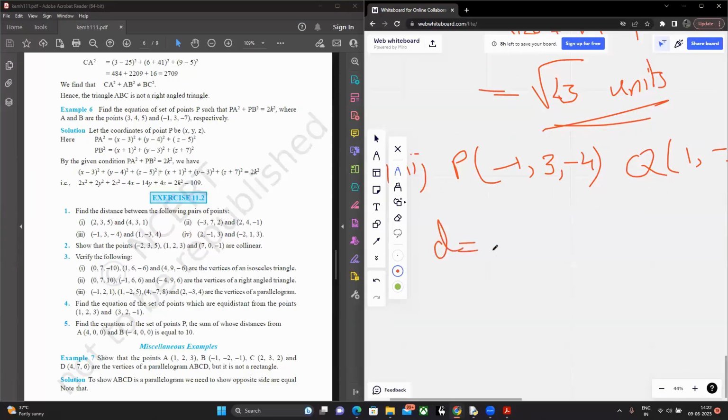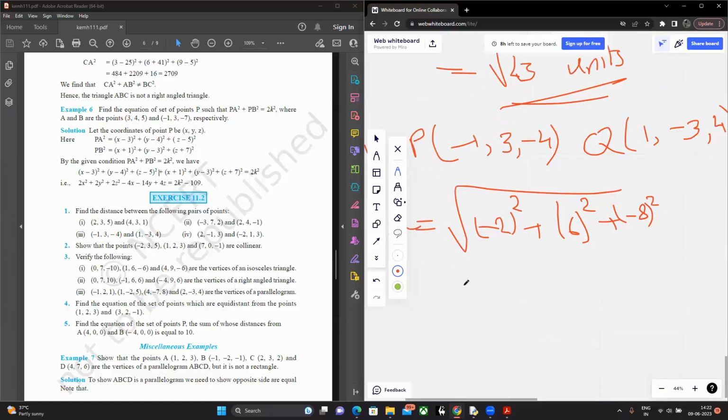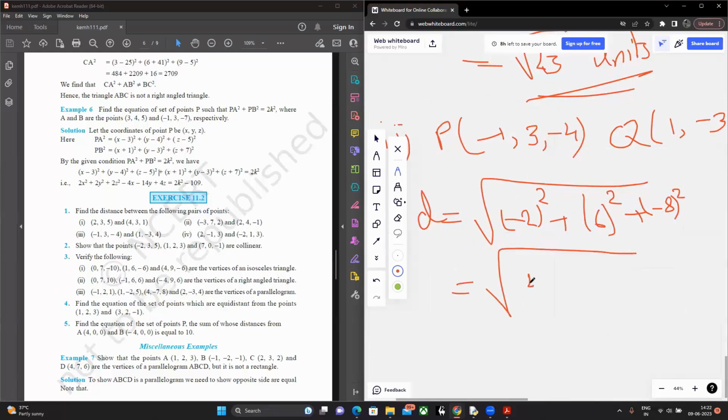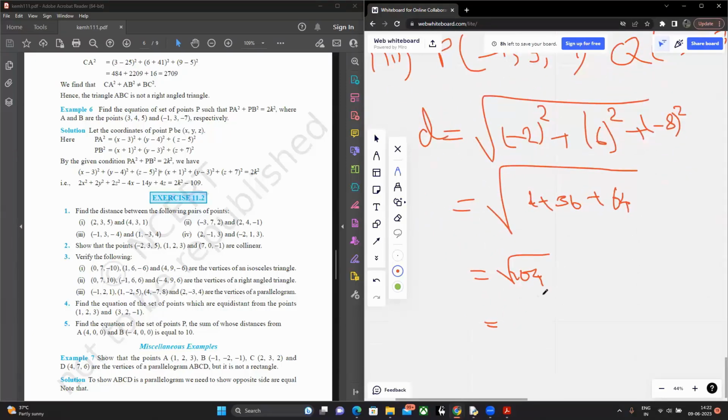Your distance D is equal to square root of x1 minus x2, that is minus 2 the whole square, plus y1 minus y2, that is going to be 6 the whole square, plus z1 minus z2, that's going to be minus 8 the whole square. Which is basically root of 4 plus 36 plus 64, which is square root 104. That is 4 times 26, so this is basically 2 root 26 units.